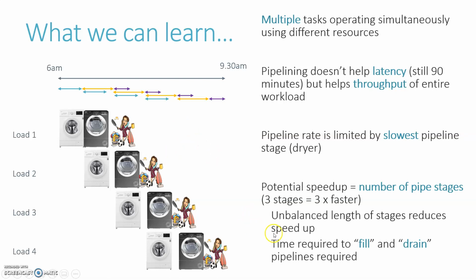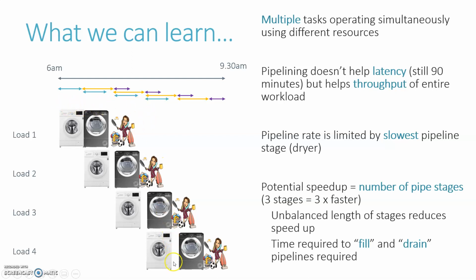Also, you need time to what's called fill and drain the pipeline. So at the beginning, if you think of me as the folder, I'm not doing anything until we get into about 70 minutes into this scenario, because the washing machine is doing its thing, the tumble dryer is doing its thing, and I don't start folding until both of those things are completed. Again, if we think of them as separate tasks and not me having to unload them and load them, etc. So you need to fill this up at the beginning.